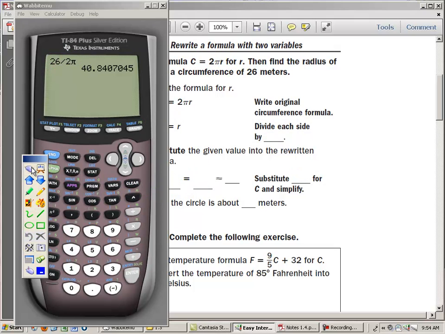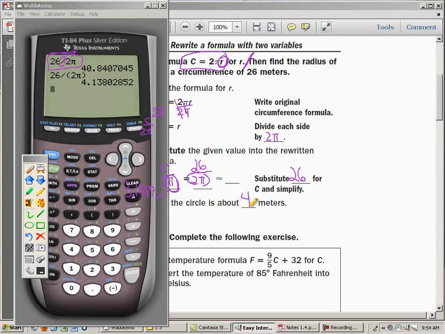What we need to do instead is say 26 divided by, and use 2 pi in parentheses. We've got to use those parentheses on the calculator. That says take the product of 2 pi, and then do the quotient. So you get a radius of approximately 4.13, roughly 4 meters.